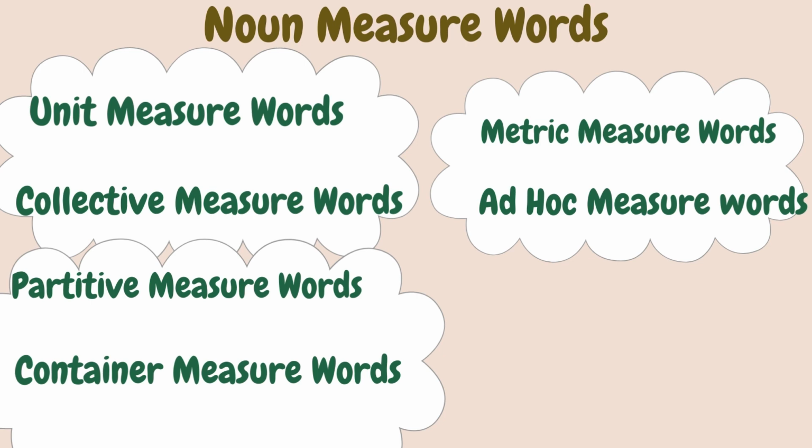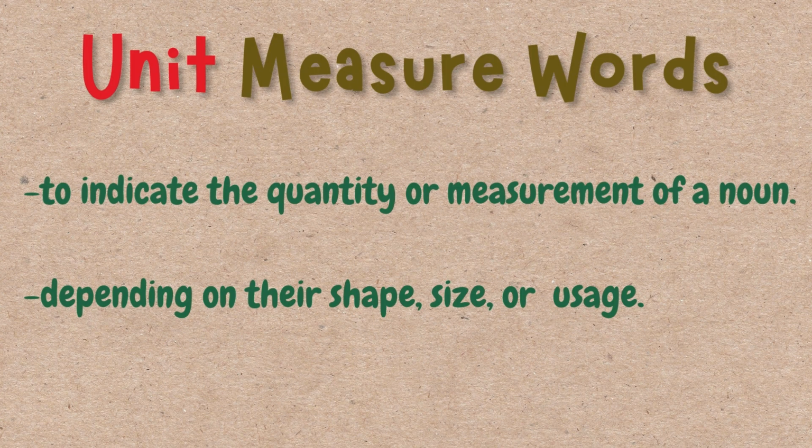We'll first discuss noun measure words and then move on to verb measure words. The other 4 types of noun measure words, partitive, container, metric, and ad hoc measure words, will be covered in the next 2 videos. In Chinese, unit measure words are used to indicate the quantity or measurements of a noun.